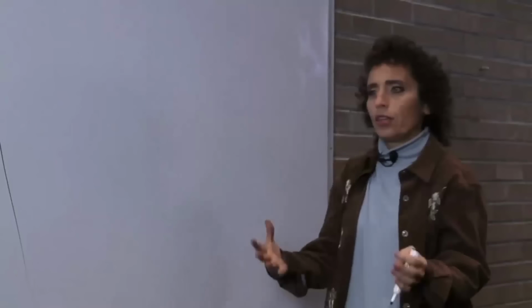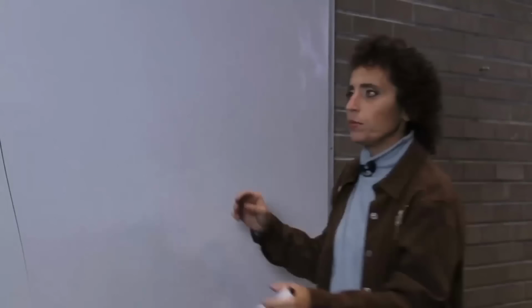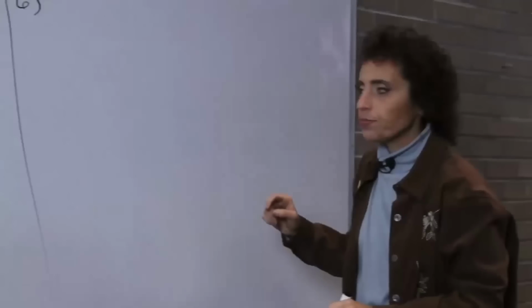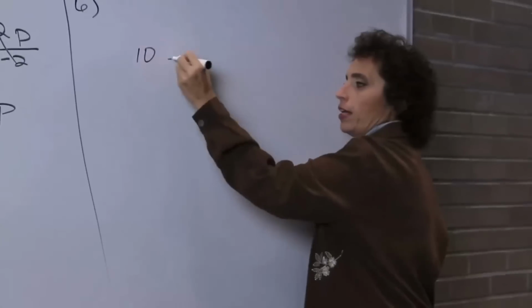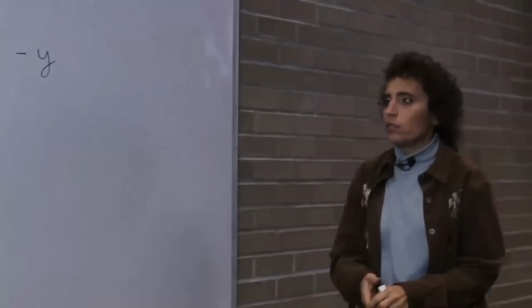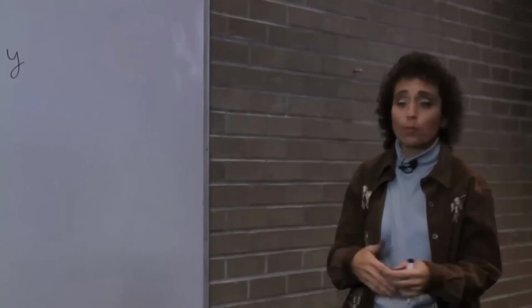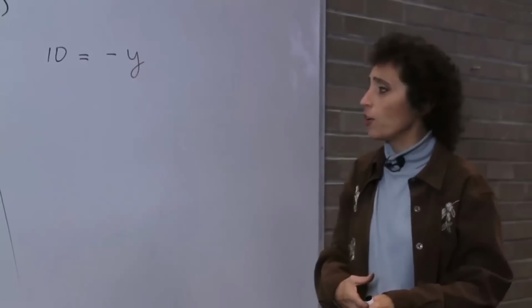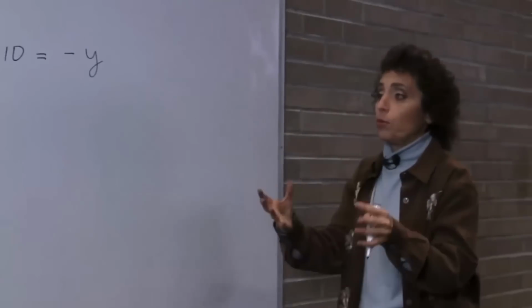All right? Now let me do number 6 for you, and you're going to do 3, 4, and 5. Here's 6. 10 equals negative y. Well, variables are on one side, numbers on the other, but we're not done. We're not done because this says negative y. You could probably do this in your head, but I want to show you how to do it on paper.